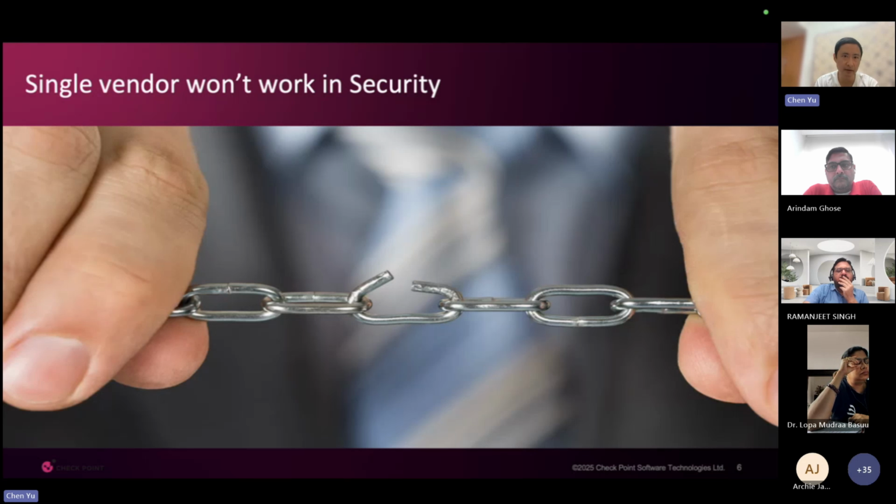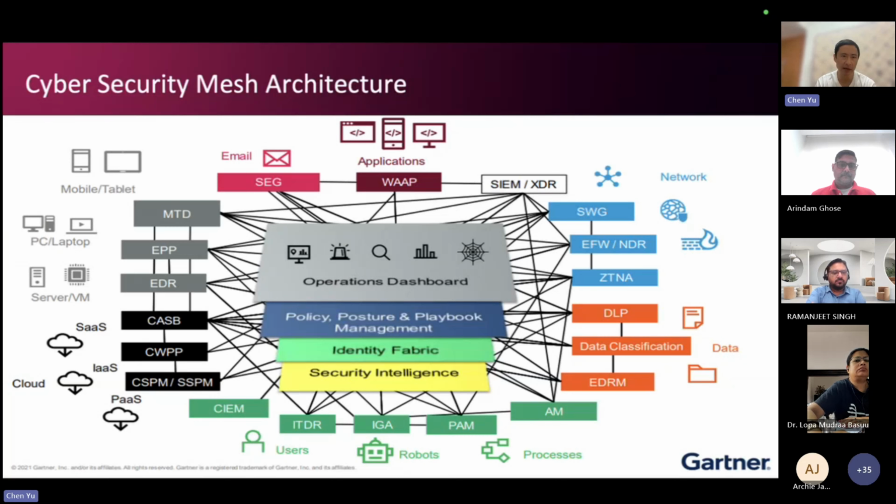So that is also the reason why CSMA is coming to this market. CSMA stands for Cybersecurity Mesh Architecture. If you ask me to use one or two words to summarize the exact meaning of CSMA, there are two very important keywords. First is consolidate. The second one is open. Okay, so CSMA is not something new. CSMA was raised by Gartner, and if I remember correctly, it's already been in this market for at least 4 years.